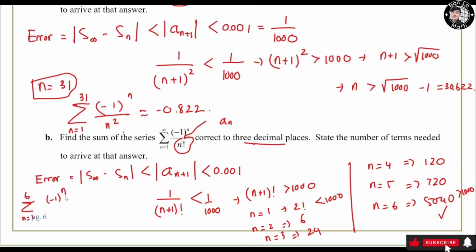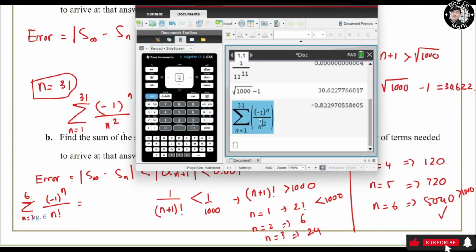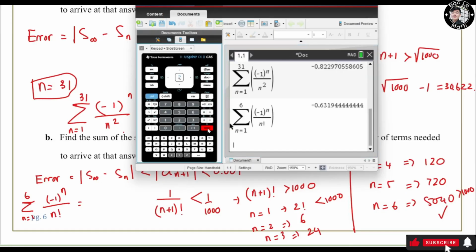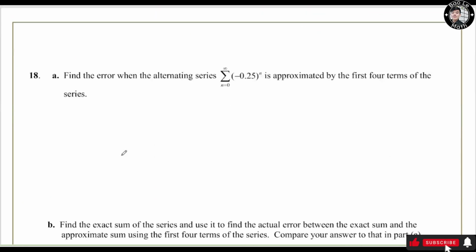Now we have the sum from 1 to 6 of negative 1 raised to the n over n factorial, right? So we're going to pull up the calculator. I'm going to copy this one down over here. Press the button right here, and then press Ctrl Enter. It's going to be negative 0.631.